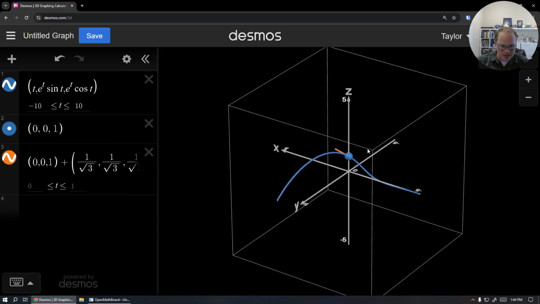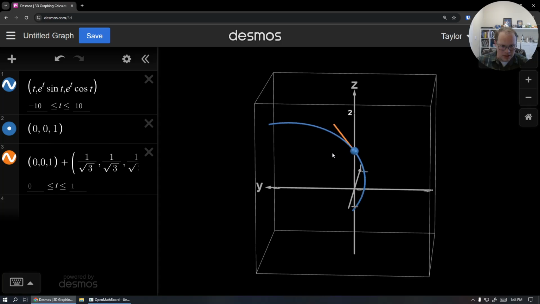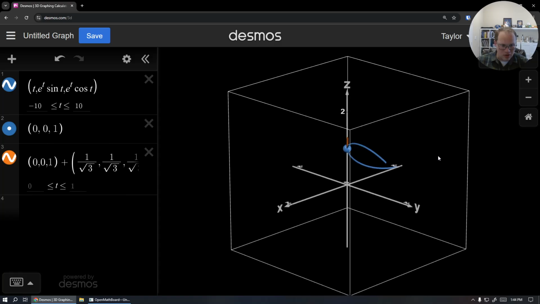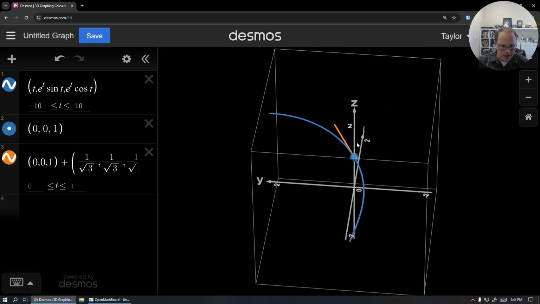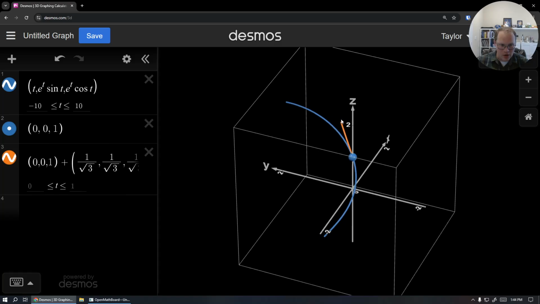Okay, and you can see that that vector really is tangent to the curve. Zoom in a little bit. Let's focus in on it. Okay, you could see that it's tangent to the curve right there. So we're telling the truth. We're getting the unit tangent vector. Just missing the arrowhead again, but otherwise this is the unit tangent vector.